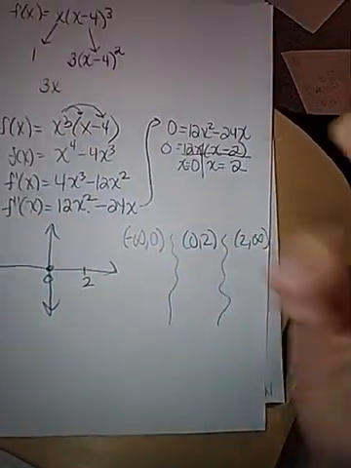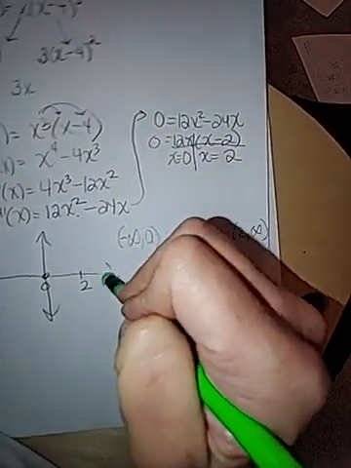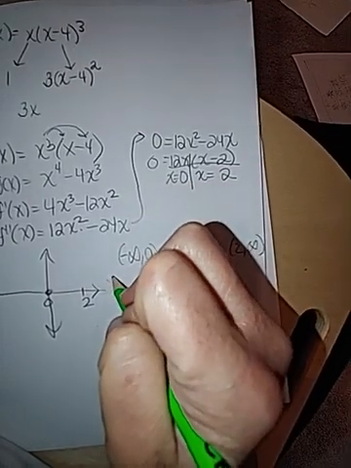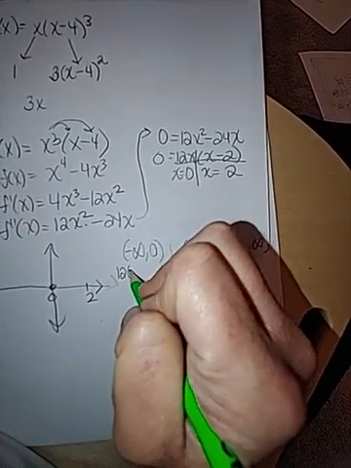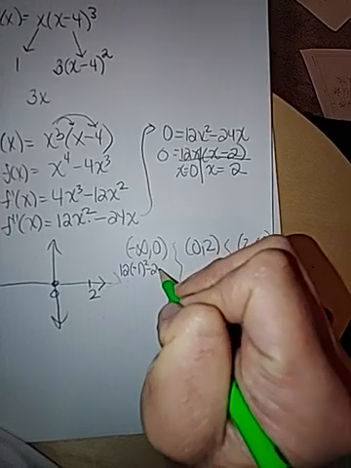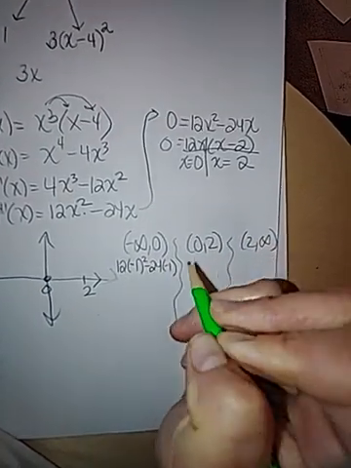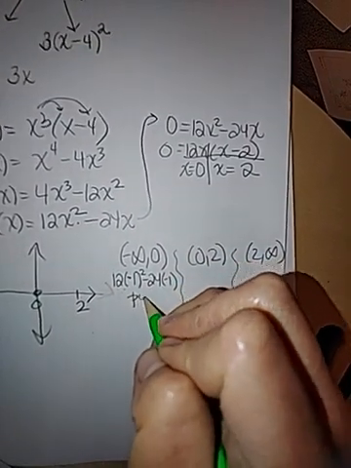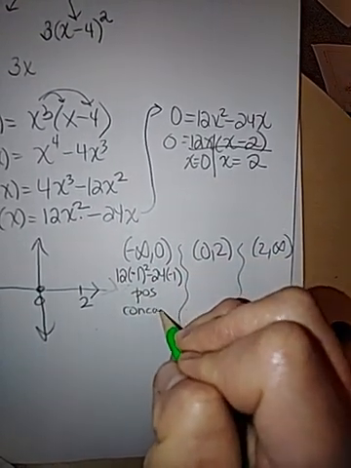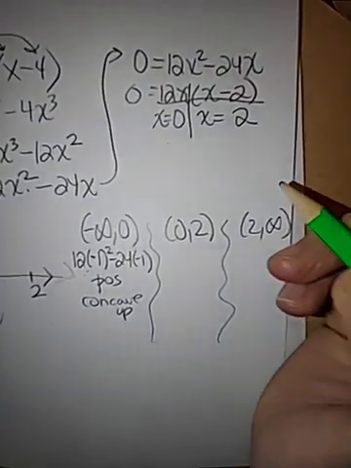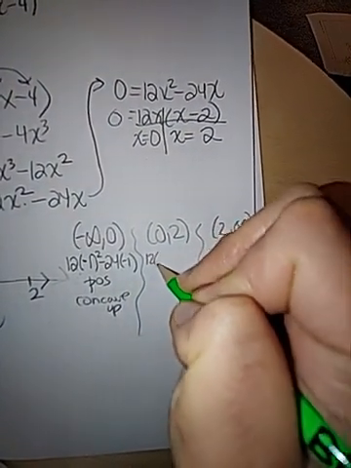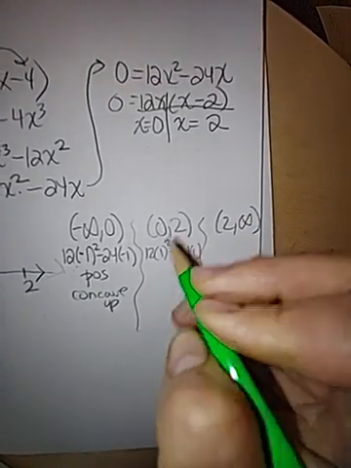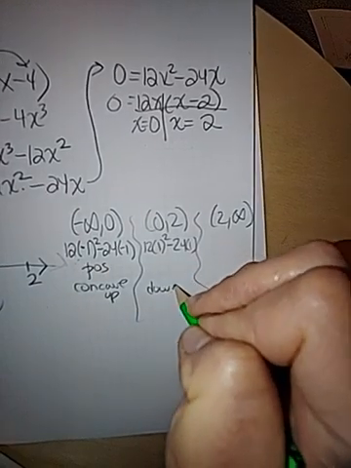All right, so second derivative, I'm going to test negative 1 here. So I have 12 times negative 1 squared minus 24 times negative 1. All right, this is a positive 12 and a positive 24, so we got a positive number, which means I'm concave up on this interval. All right, 1. Plugging in 1, I get a negative number, which means I'm concave down.